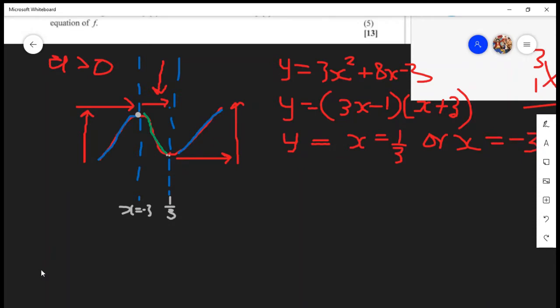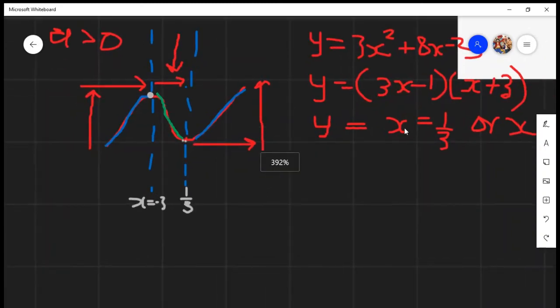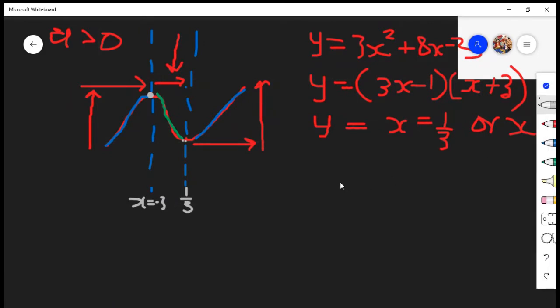Okay, so can we move on to analytical geometry? Okay. Yes, you may.